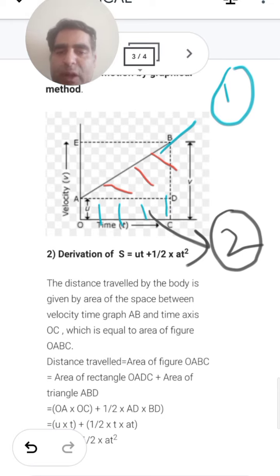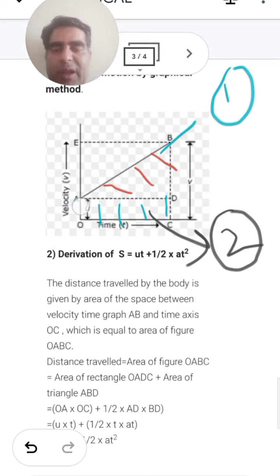You have to find the total area covered, or the distance covered. The distance traveled by the body in a given time period is given by the area of the space between the velocity-time graph AB and the time axis OC, which is equal to the area of the figure OABC. So the distance traveled is equal to the area of the triangle plus the area of the rectangle. Firstly we will talk about this rectangle.